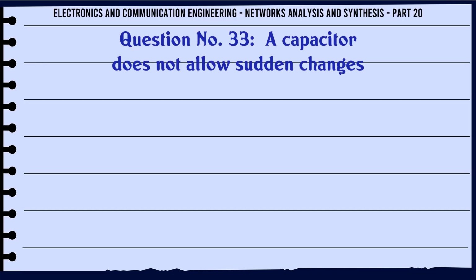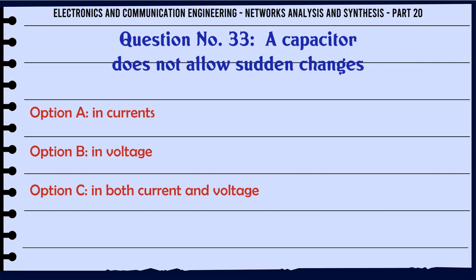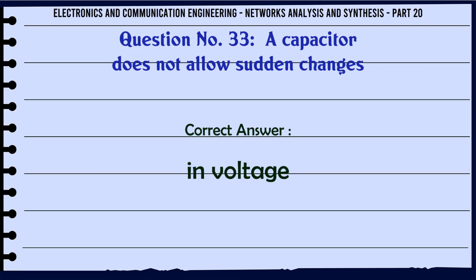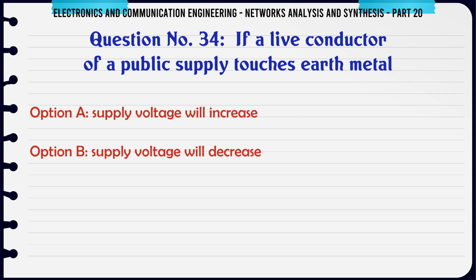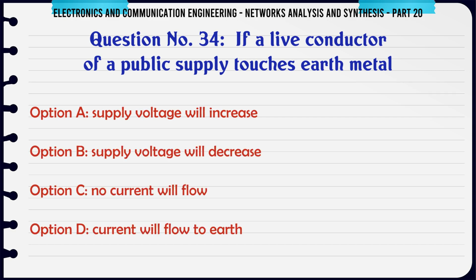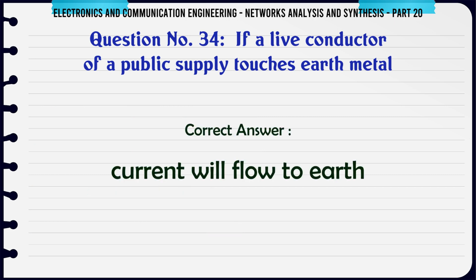A capacitor does not allow sudden changes A. In current, B. In voltage, C. In both current and voltage, D. Neither of the two. The correct answer is in voltage. If a live conductor of a public supply touches earth metal, A. Supply voltage will increase, B. Supply voltage will decrease, C. No current will flow, D. Current will flow to earth. The correct answer is current will flow to earth.